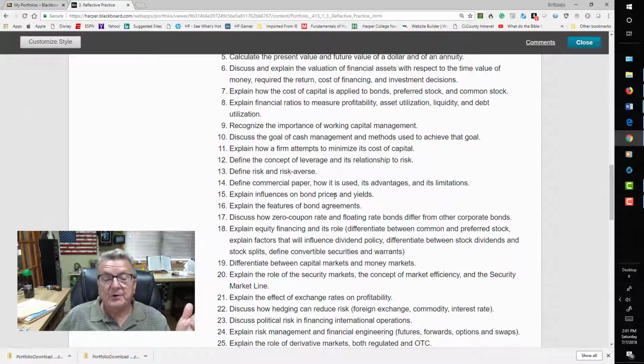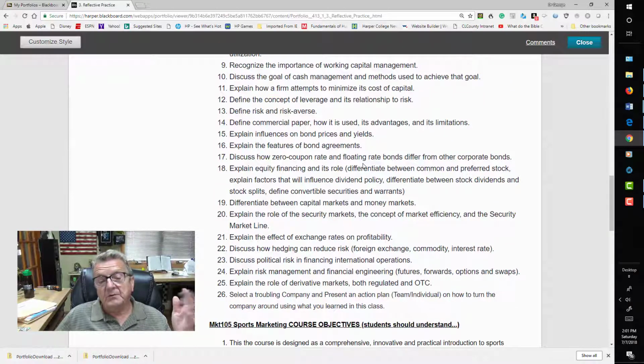Explain influence on bond prices and yield. It depends what's going on now. Right now, the government bonds are good. If I'm issuing my own bonds, which would be called debt financing, what happens? If it's risky, they will still buy my bonds, but they want a higher return on their assets or higher interest rates.